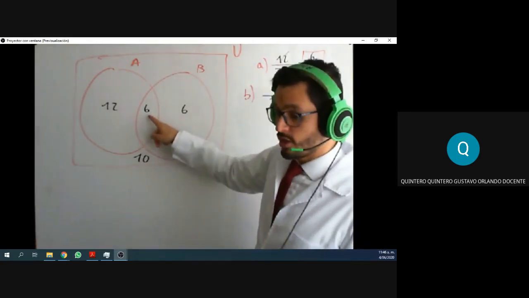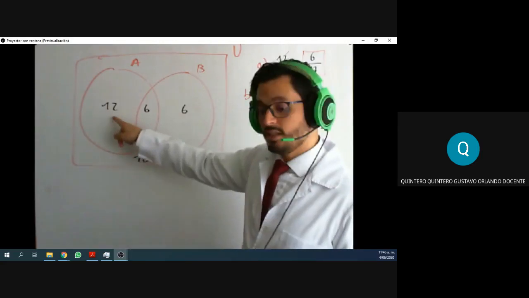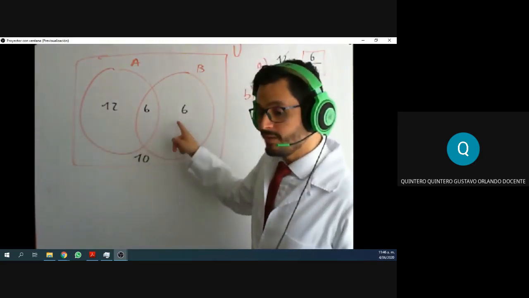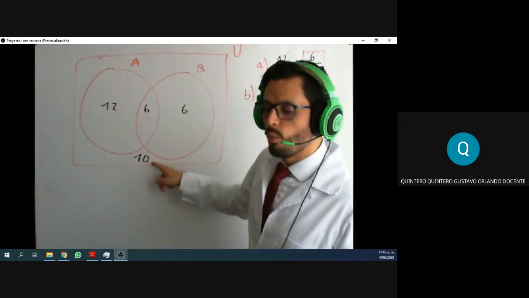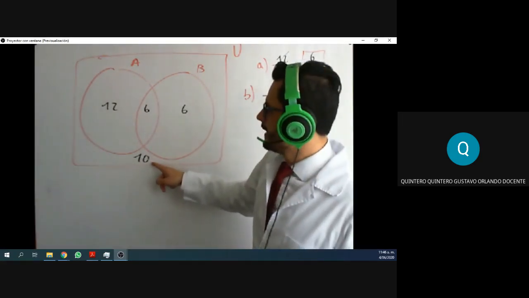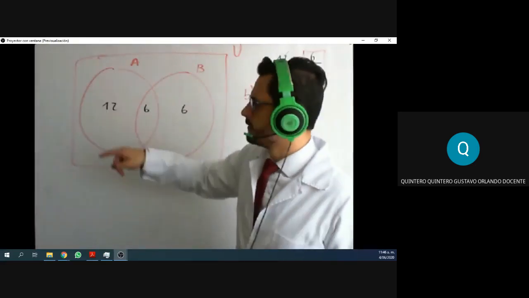These ones are the ones that are in both A and B. So these 12 are not in both. These 6 are not in both. These 10 are not in both. So what I have to think is, do I count the 12 or not?